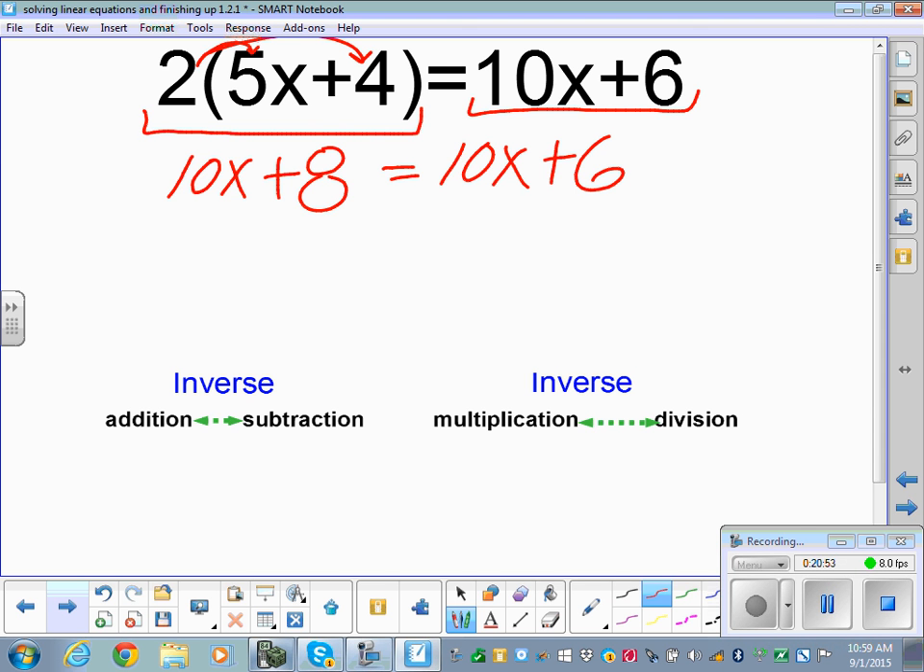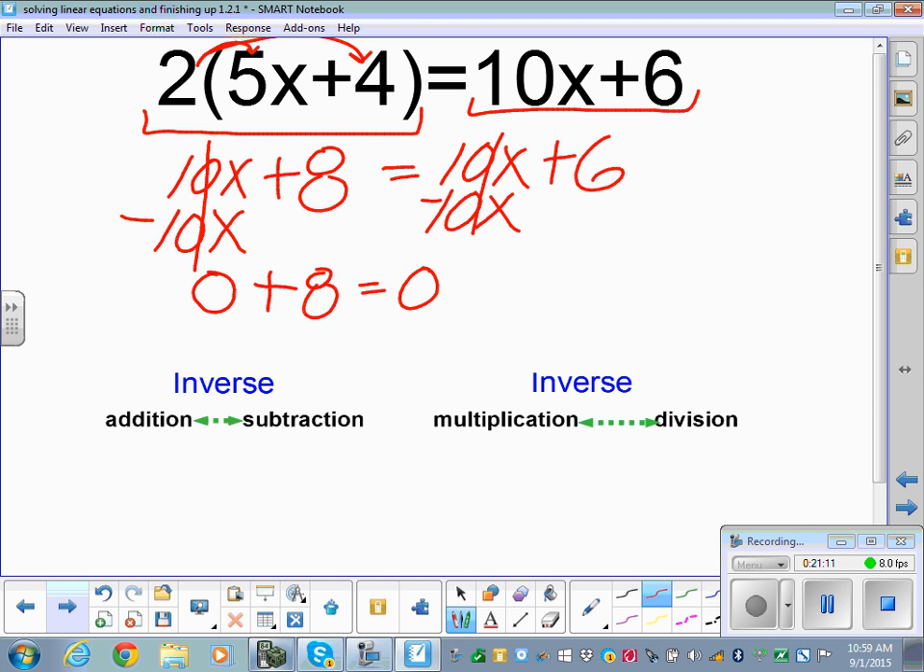So I'm going to do what? Minus 10x. Let's combine our x's first. I'm going to subtract 10x from both sides. Over here, we add those up and we come to 0 plus 8 is equal to, what adds up over here? 0 plus 6. Yikes, so we get 8 is equal to 6. Yikes, all of our variables canceled out.